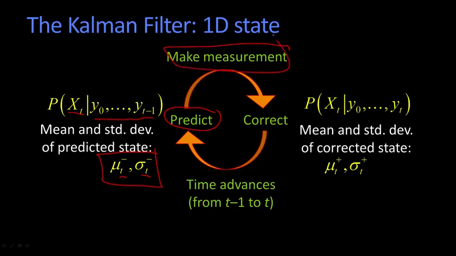Then I take my measurement, and my corrected version, which is now the distribution of x given the new measurement y sub t, is referred to as mu plus sub t, sigma squared or sigma plus sub t. So I have these two things. I have mu minus, sigma minus at time t, that's the prediction before the measurement, and mu plus, sigma plus at time t, that's my correction after I've taken my measurement.